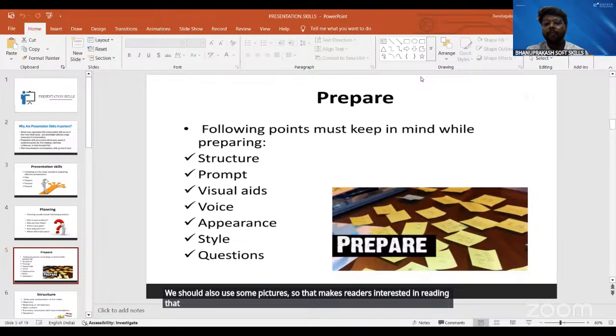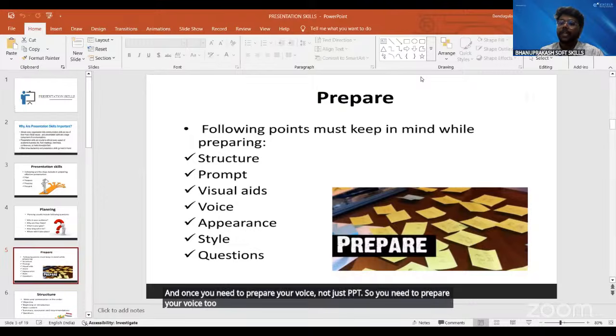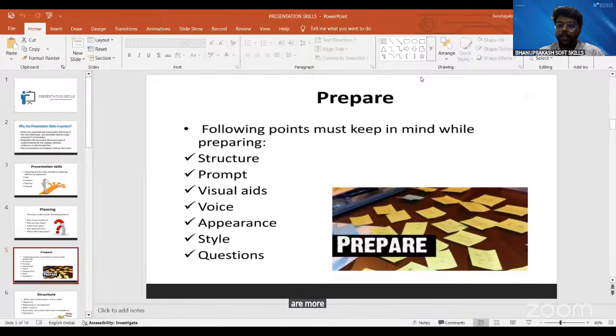And voice, you need to prepare your voice, not just the PPT. You need to prepare your voice too, as you are going to present in front of people, around 10 or more, it depends on the situation, but the audience is large, right? So you need to prepare your voice in such a way that they should not blame you for not understanding.